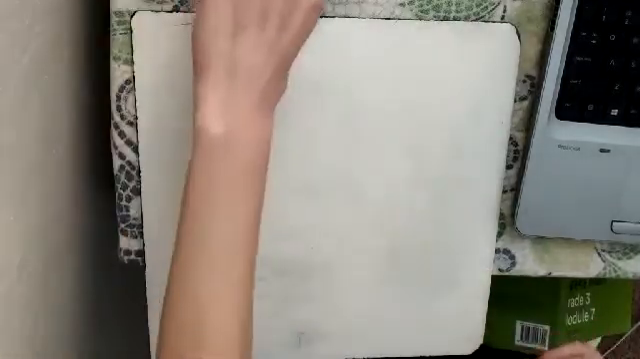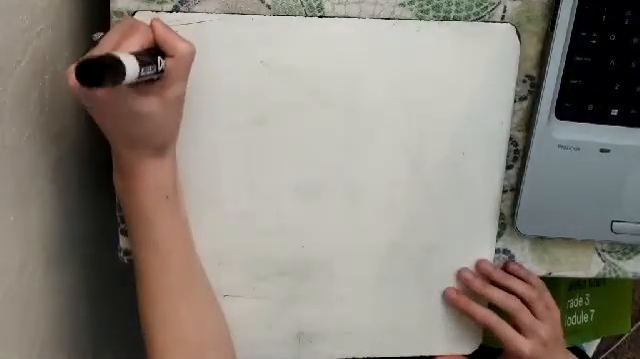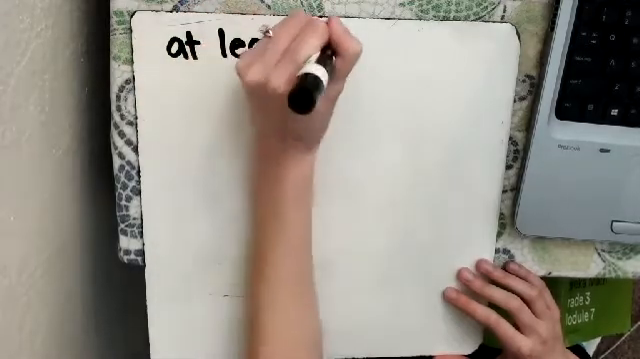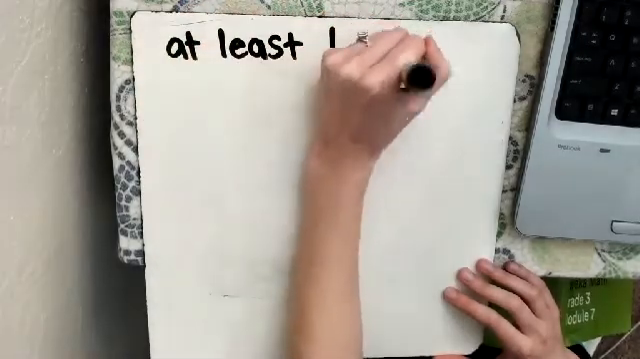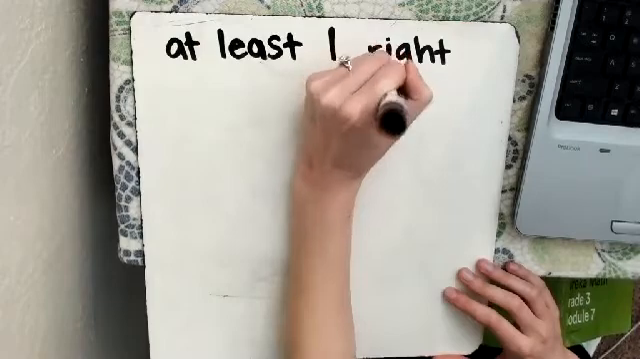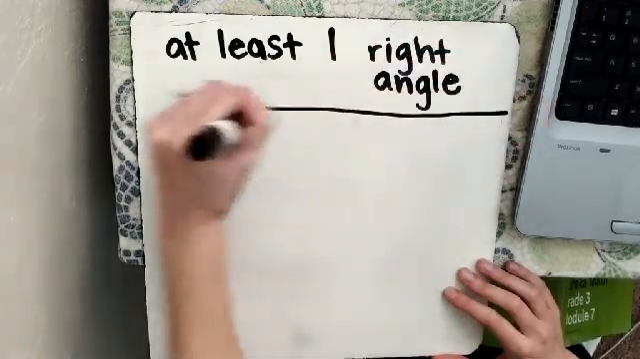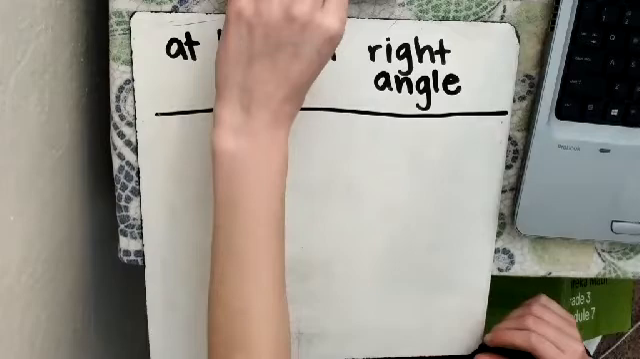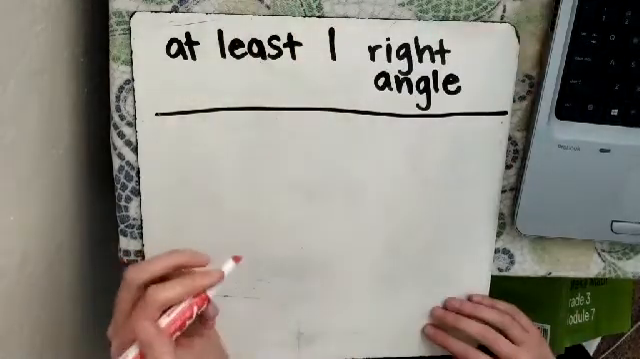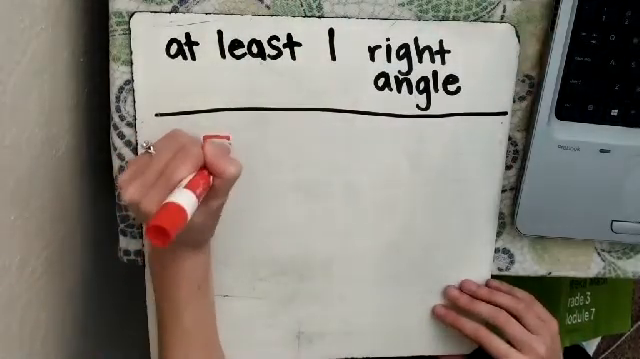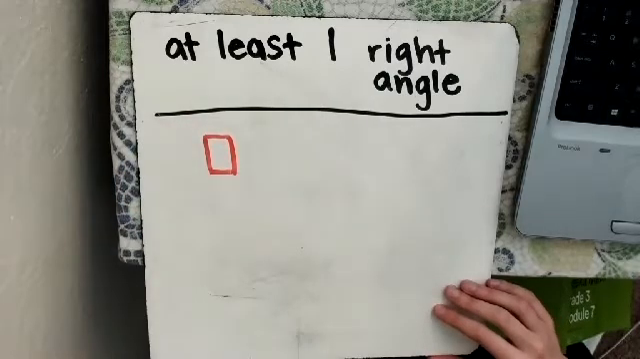Okay. Now, something else you need to know for today is right angles. We are talking about shapes that have at least one right angle. We're going to play the game again. So you're going to say yes or no. At least one right angle. Okay, here comes the first one. Does that have at least one right angle?